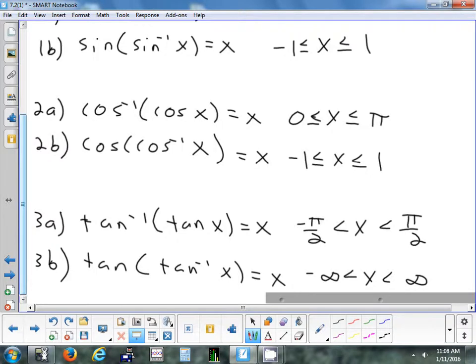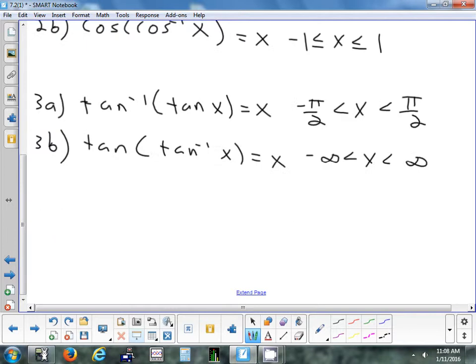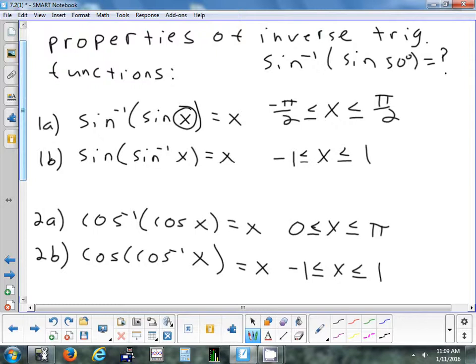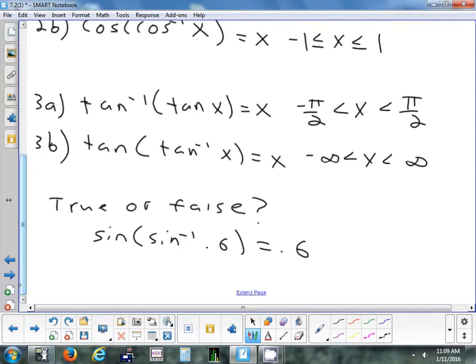Okay? So a question you might see on a test. It could be a true or false. Let's say sine of inverse sine of 0.6 equals 0.6. Would that be true or false? True. Look at your formula where sine is on the outside, inverse is on the inside. That's 1b. I had 0.6. That fits within the restriction of negative 1 to 1. Right, so this is true. Any question on that?